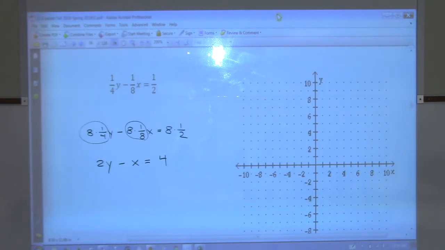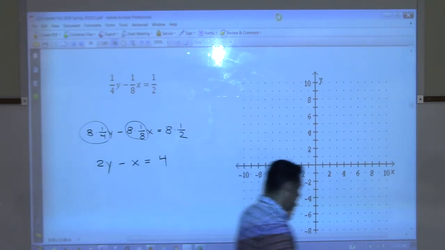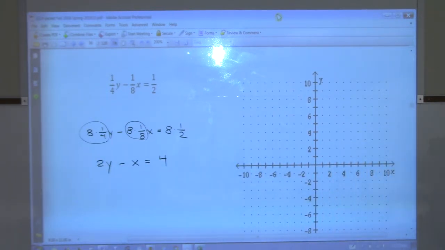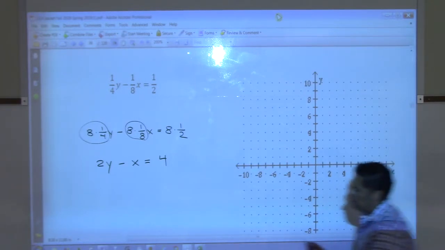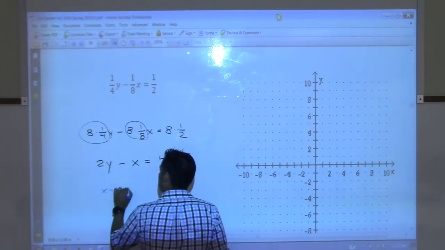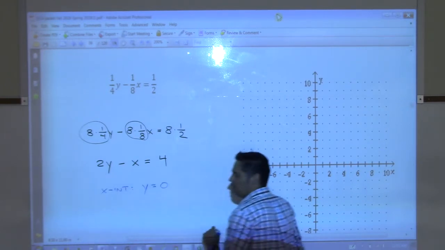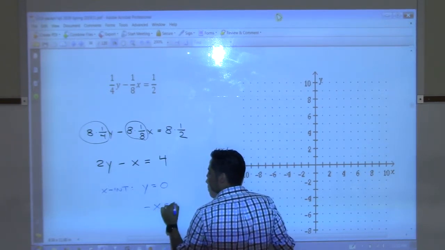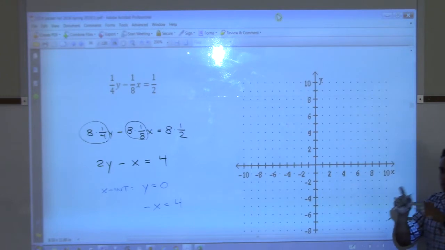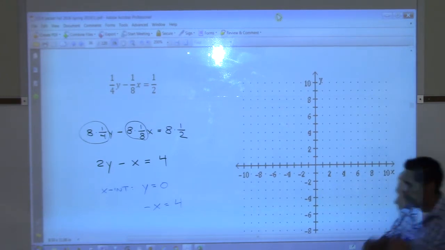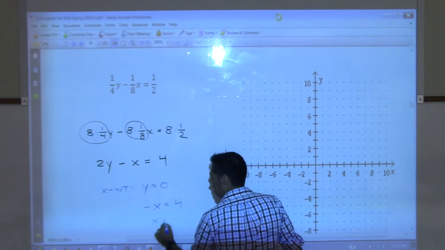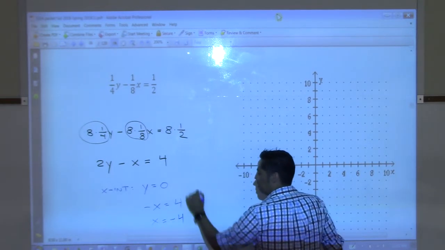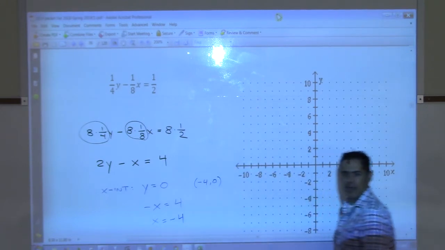Then to find the y-intercept, you're going to set x equal to 0 and do the same thing. Okay, Brianna, are you ready? What do you have for your x-intercept here? For your x-intercept, you set y equal to 0. This one can be a little bit tricky, because when you set y to 0, that's gone. You have negative x equals 4, and you have to make it positive x. So you multiply both sides by negative 1. I get x, and negative 4. So you have negative 4, 0. That's your x-intercept.